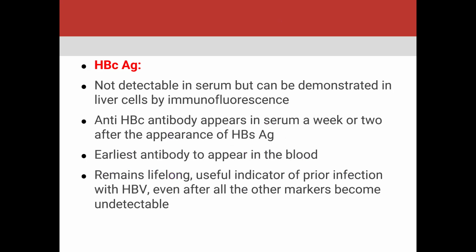Next, HBc antigen. It cannot be detected in the serum, so how can we detect this core antigen? It can be demonstrated in the liver cells by immunofluorescence. The antibody formed, anti-HBc antibody, appears in the serum a week or 2 weeks after the appearance of HBsAg, and it is the earliest antibody formed in the infected patient's blood. This antibody is present lifelong, and it is a useful indicator of prior infection with HBV even after all markers become undetectable.